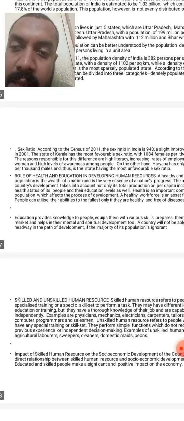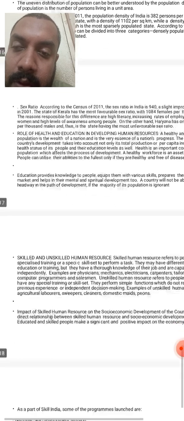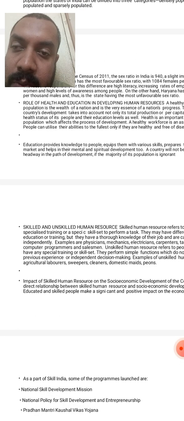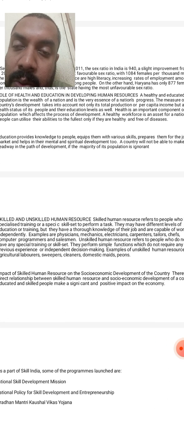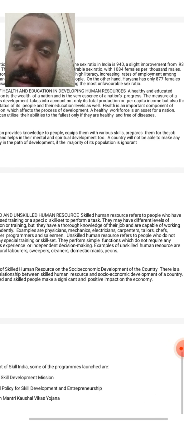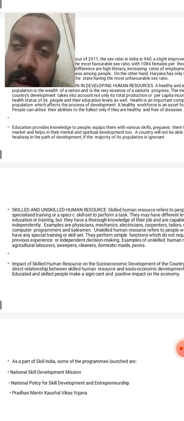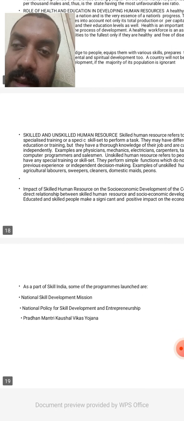Health and education play a very important role in developing human resource. Education provides knowledge to people and equips them with various skills, prepares them for the job market, and helps in their mental and spiritual development also. Skilled and unskilled human resource.